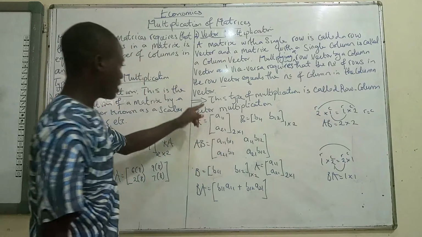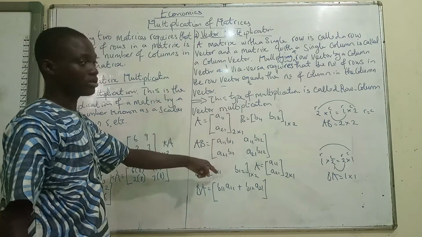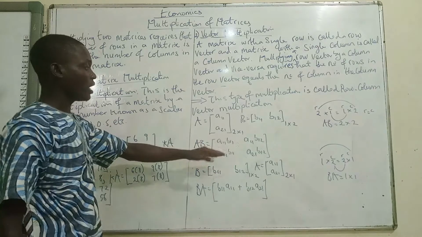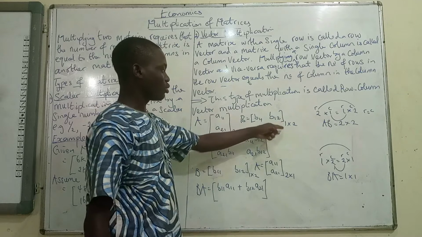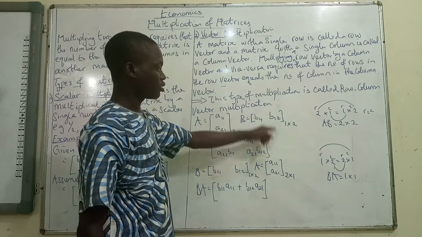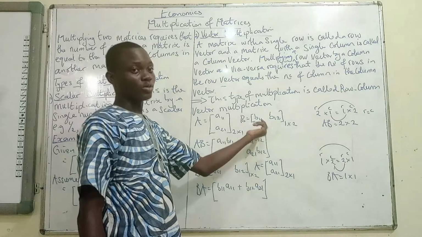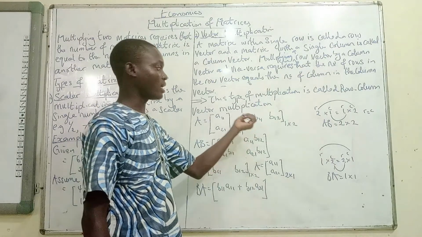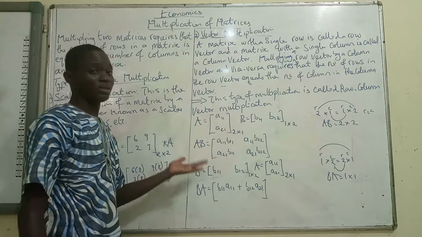So this has 2 rows, row 1, row 2, and a single column. So this is a column vector. And then we have matrix B, which has a single row, and this is column 1, this is column 2, so a single row and 2 columns. That makes this a row vector simply because it has a single row. This is a column vector because it has a single column. Now, what is the dimension?